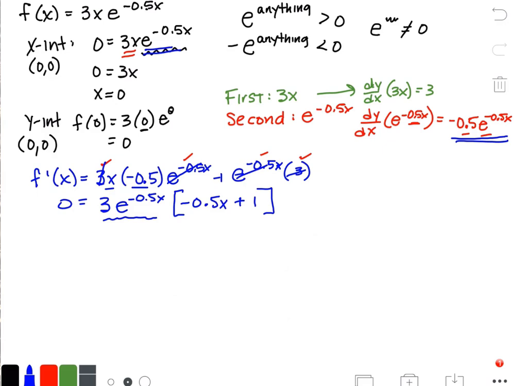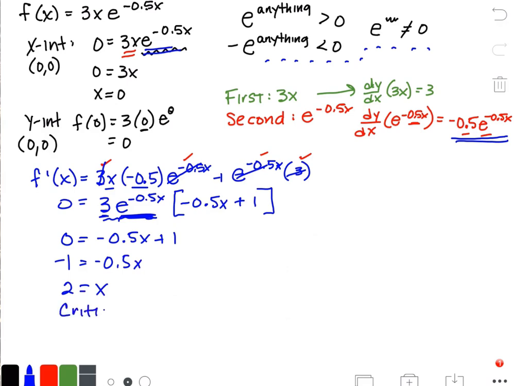So now that it's in factored form, I want to set each factor that I can equal to 0 and solve for x. We don't set a 3 equal to 0 because that wouldn't make any sense. And based on what I said up above, I do not set my e equal to 0 because an e can never equal 0. So the only thing that I'm setting equal to 0 is the negative 0.5x plus 1. If I subtract 1 from both sides and then divide out the half, I end up with a critical value of 2.